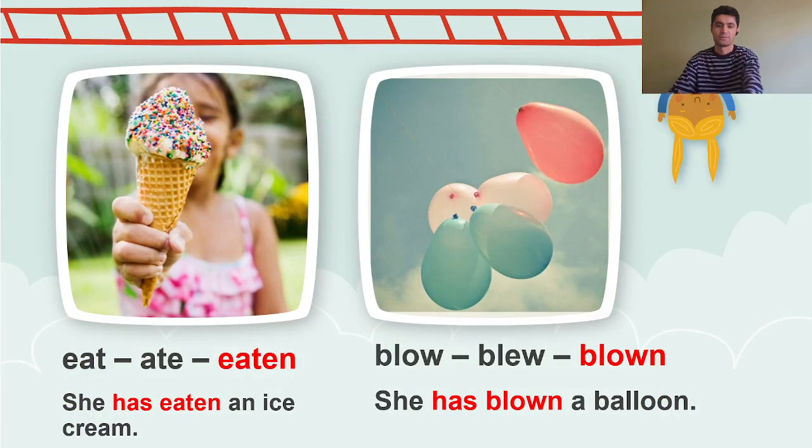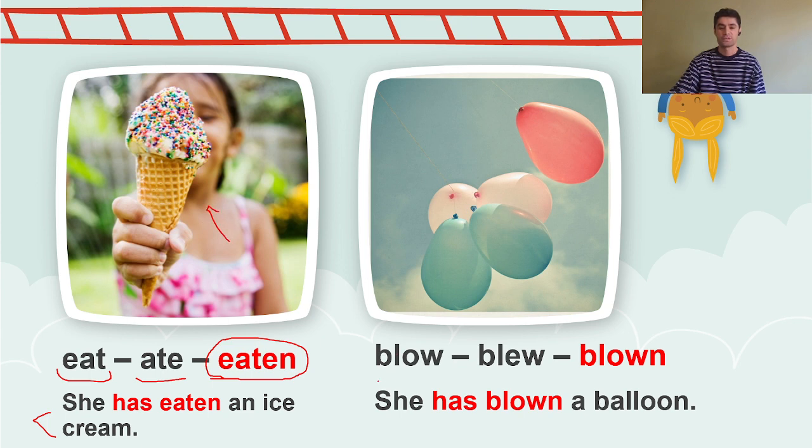Next example. And here, in the first example, the verb eat is used. The second form of eat is ate, and the third form is eaten. So we use this last form of the irregular verb. Now let's have a look at the example sentence. She has eaten an ice cream. This girl has eaten an ice cream, right?